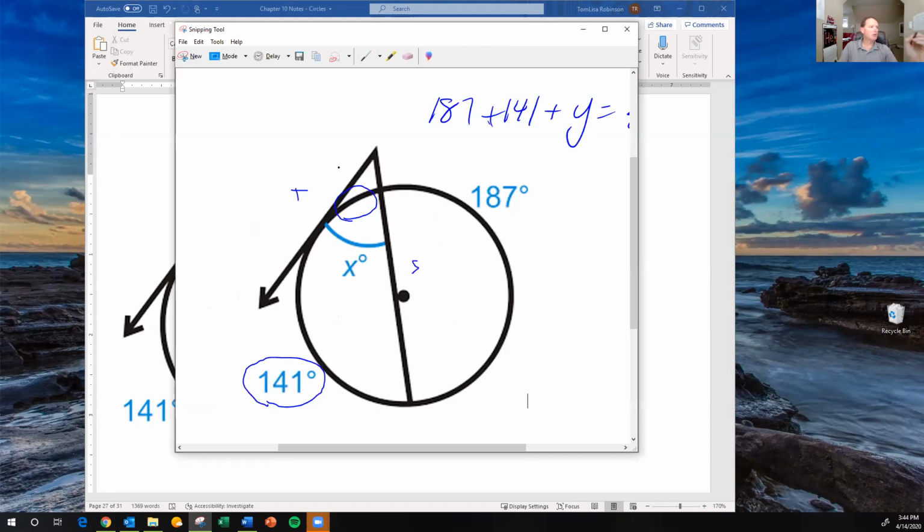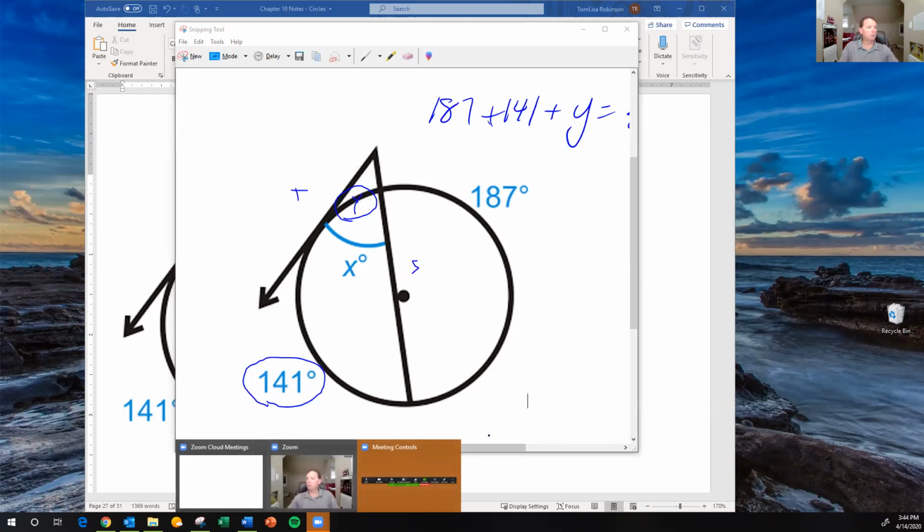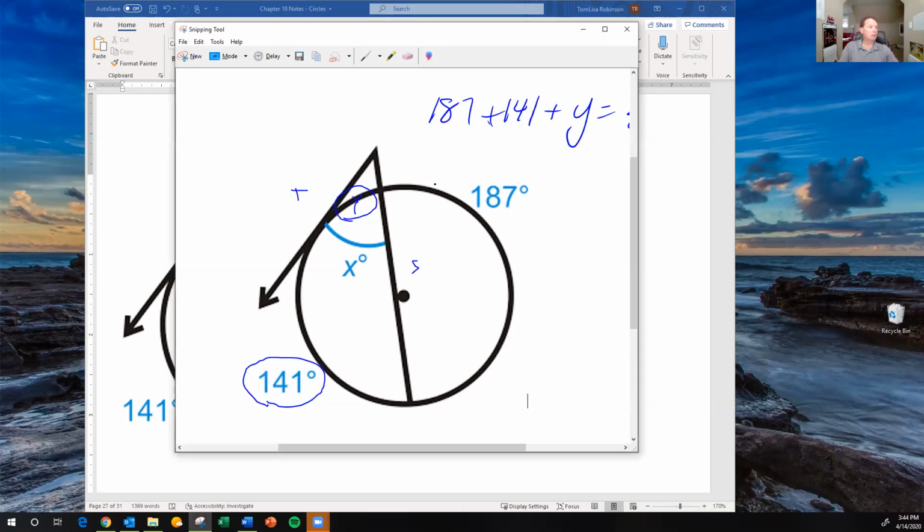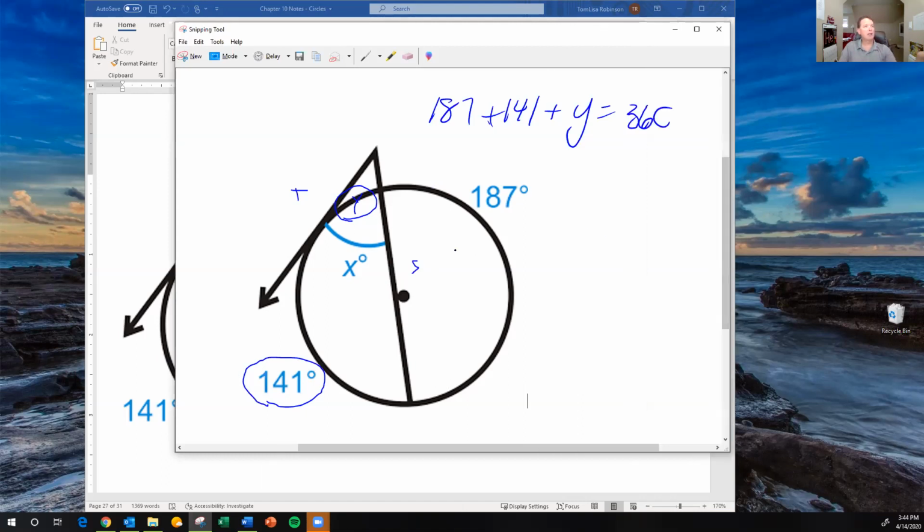Okay, so this is going to be Y here. I didn't label it X because we already got X there. If I add up all three of these arcs, I know I'm going to get 360. So I just subtract 328 from 360, and I'm going to get 32. I got 32.